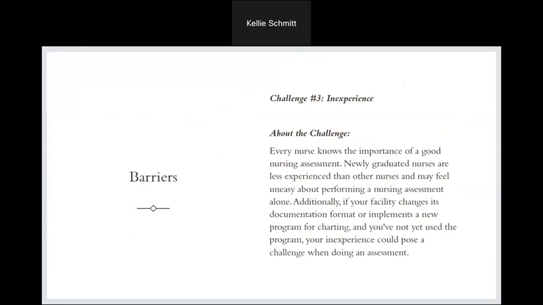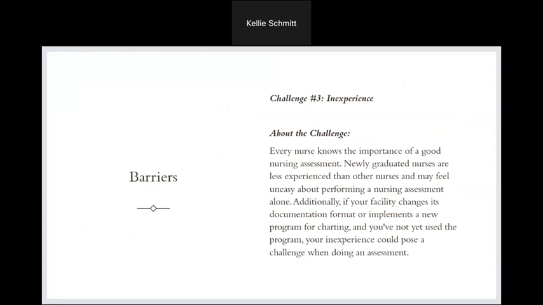Another barrier is inexperience. We all know the importance of a good nursing assessment, but newly graduated nurses are less experienced and may feel uneasy about performing a nursing assessment alone. The facility may also change documentation formats or implement new programs for charting, and it takes a while for you to get used to that. Change is hard.